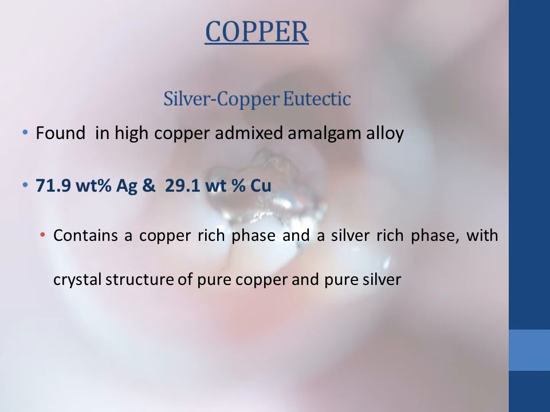Copper. Now copper is found in higher quantities in high copper admixed amalgam alloy, and especially the silver copper eutectic phase. It contains about 71.9% by weight of silver and up to 30% by weight of copper. So they contain both a copper rich phase and a silver rich phase with a crystal structure of pure copper and silver.